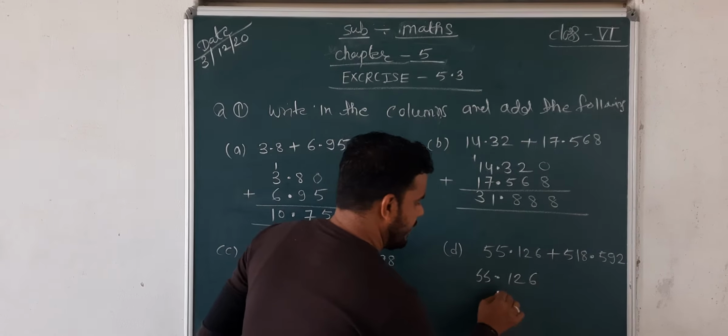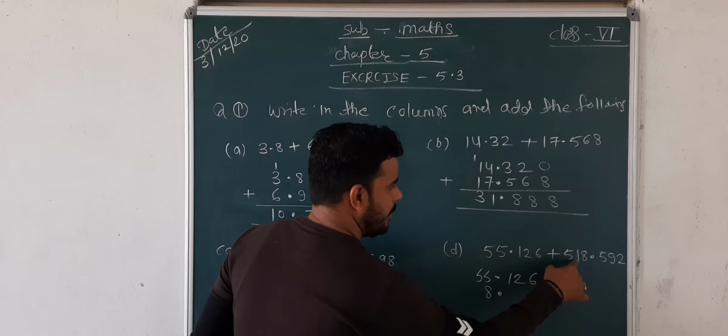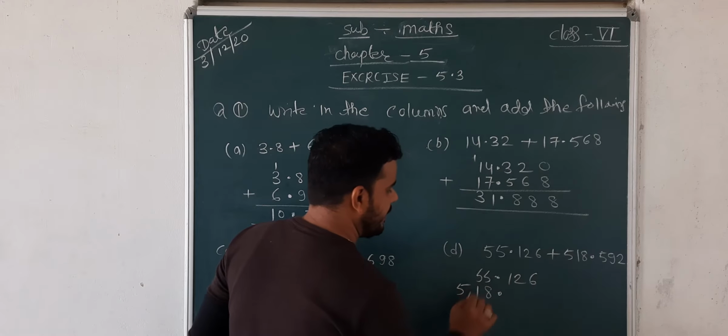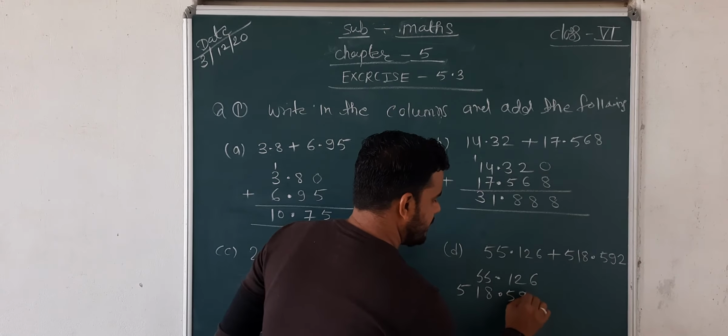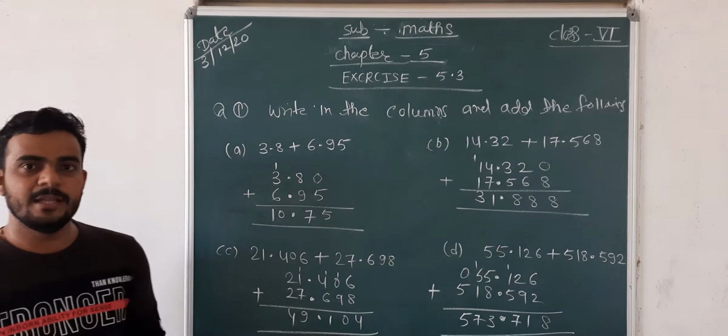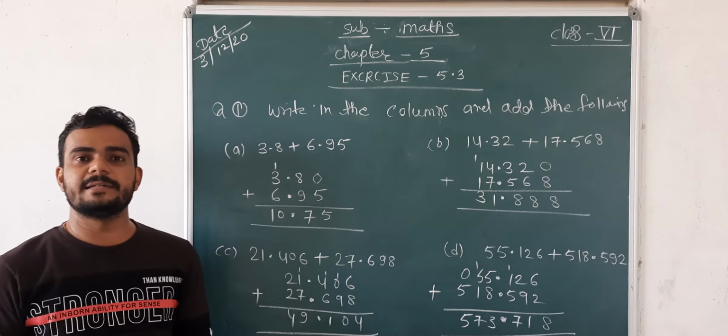And the last one, 55.126 and the point. First number is 8, 1 and 5, then 5 here. 5, 9 and 2. In the blank place, just put the 0. Afterwards add the following. 6 plus 2, 8. 9 plus 2, 11. Carry 1. 5 and 1, 6 and 1, 7. Decimal as it is. 8 and 5, 13. Carry 1. 5 and 1, 6 and 1, 7. Then 573.718.